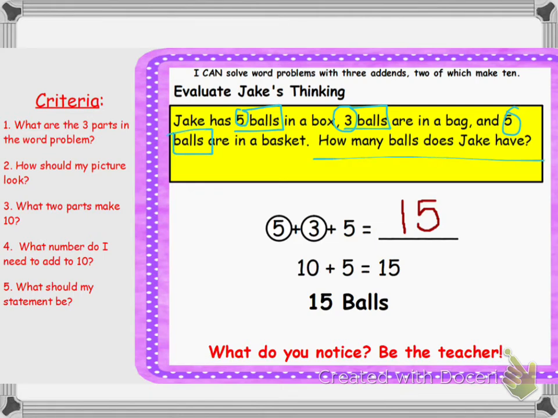Well, let's see. We're going to see what he did right and what he did not. But let's do our criteria to make sure we have everything. So, what are the 3 parts in the word problem? He said 5, 3, and 5. Is that right? Yes, 5, 3, 5. So good. Now, how should my picture look? Did he draw a picture? Nope. That's one thing he needs to make sure he does: draw a picture of each part.